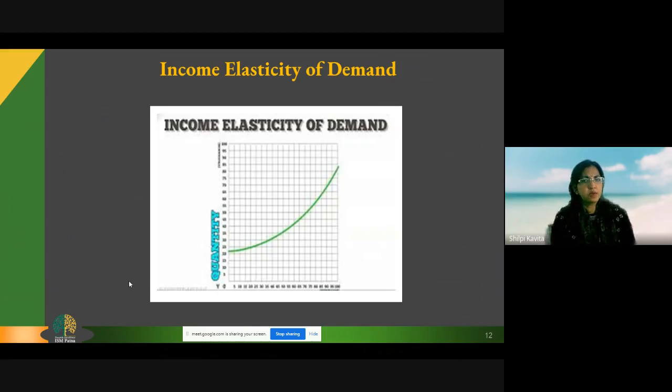Now the concept of income elasticity of demand. Till now, we have studied that price and demand have an inverse relationship. If the price increases, demand decreases. If the price decreases, then demand increases. There is an inverse relationship between price and demand. But in income elasticity of demand, there is a direct relationship between income and demand. You can see also from this graph that it is a positive slope, a direct relationship. As the income is increasing, quantity demanded is also increasing.